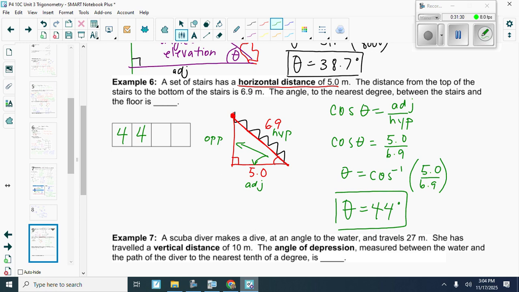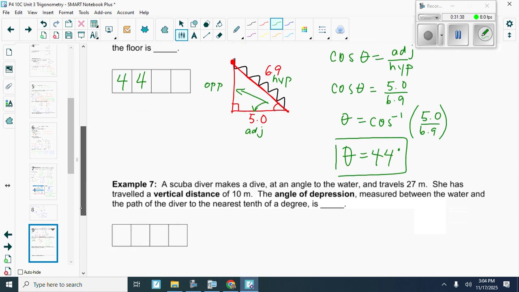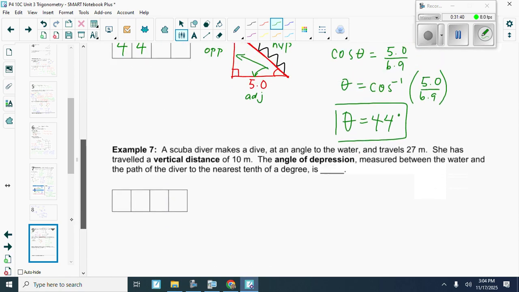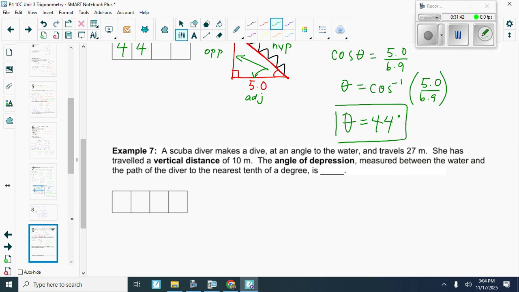Okay, the last one we're going to do before I give you some time to do your homework is one of my favorites. I think I draw this one the best. You're going to see this an awful lot. A scuba diver is swimming in the ocean and makes a dive at an angle to the water.